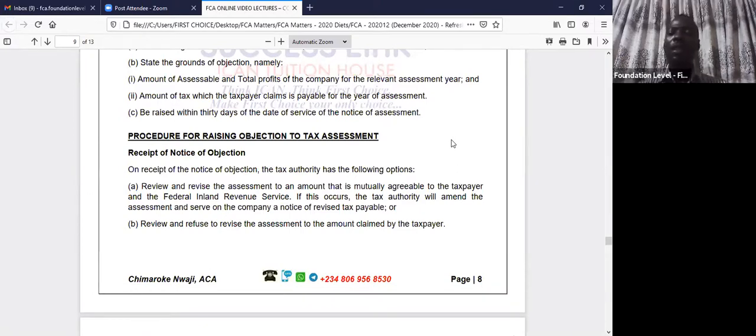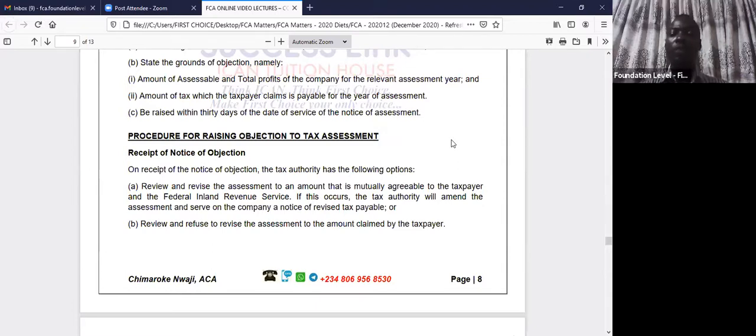But what if they look at it and they maintain their ground and they say, no way, we will not reduce the tax assessment. We stand on our ground. You can go take us to any length to prove your case. We stand our ground. All right? They now give you what they call a refusal to amend notice of assessment, notice of objection. Okay, so it's a refusal of notice of objection.